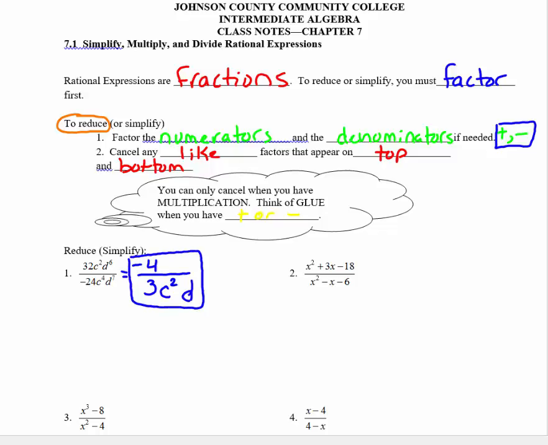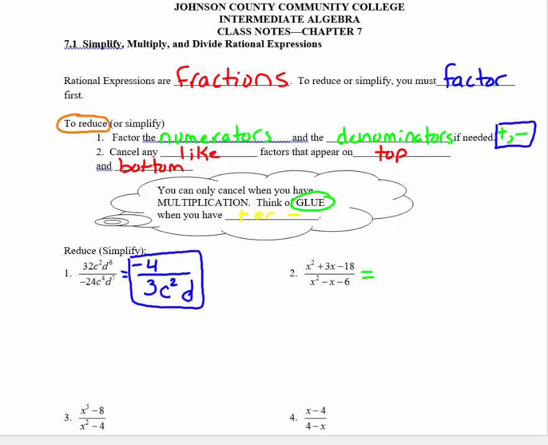So number 2. X squared plus 3x minus 18 all over x squared minus x minus 6. So looking at the direction, it says to factor the numerators and the denominators if needed. We definitely need to because you see plus signs or minus signs. A lot of students want to go ahead and start trying to cancel the x squareds. You cannot because you have glue. The plus signs and the minus signs sticks all those terms together, so we need to factor.